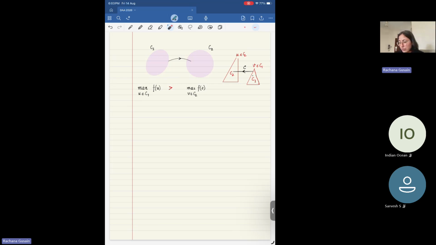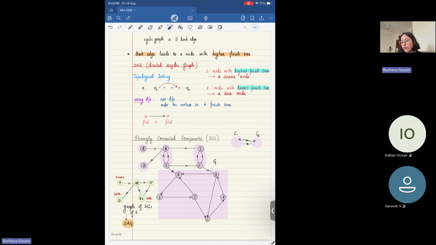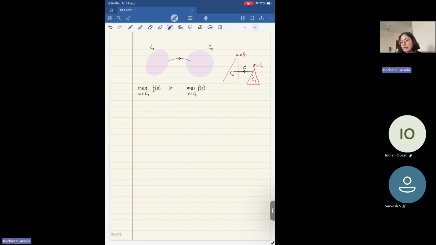So no matter where you start your DFS from, either a node in C1 or a node in C2, it will always be the case that the maximum finishing time of any vertex in C1 is going to be larger than the maximum finish time of any vertex in C2. Now, based on these observations, we will in the next session discuss the algorithm. So if you have understood all these parts, designing the algorithm will be easy.